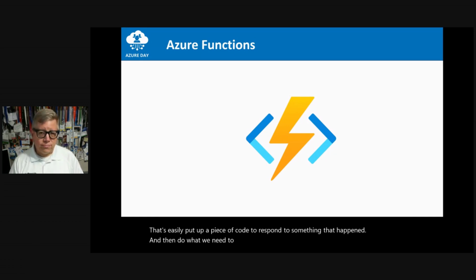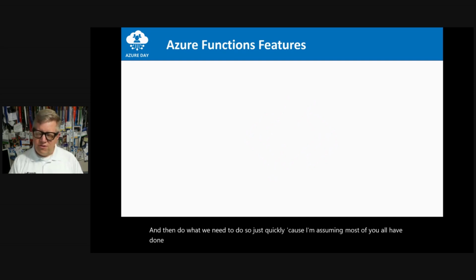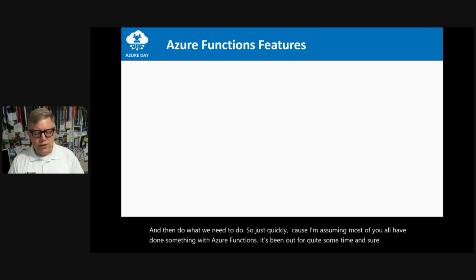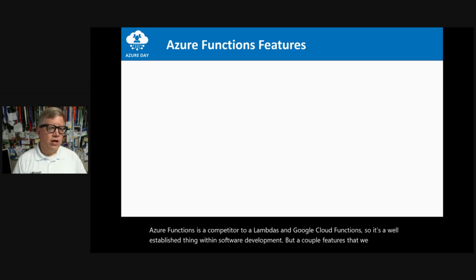So just quickly, because I'm assuming most of you all have done something with Azure Functions. It's been out for quite some time, and sure enough, Azure Functions is a competitor to AWS Lambdas and Google Cloud Functions. So it's a well-established thing within software development. But a couple features that we do talk about when we talk about Azure Functions.